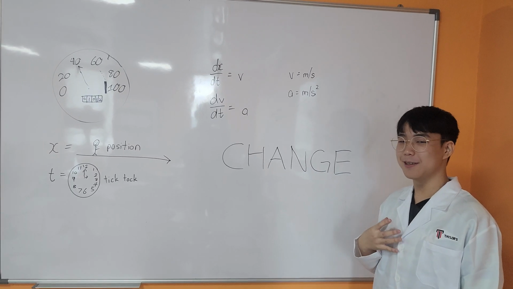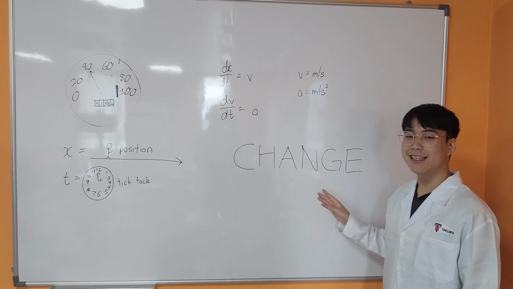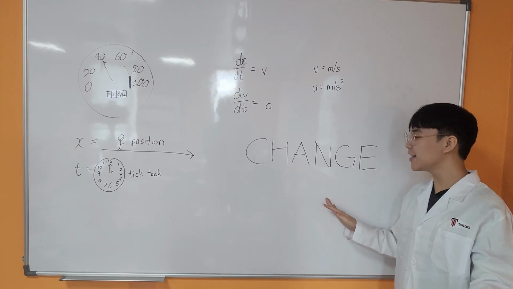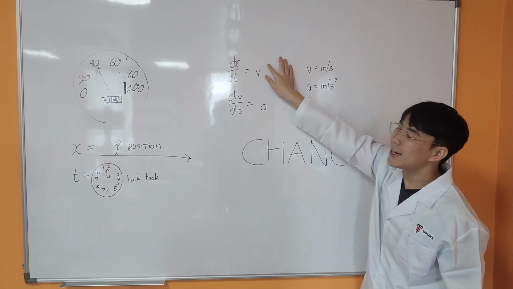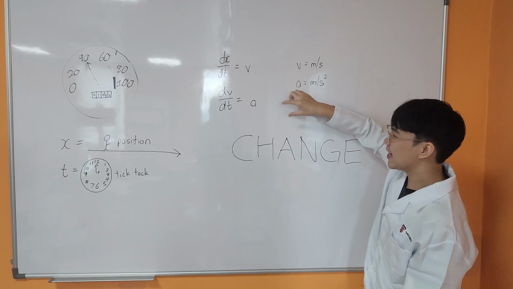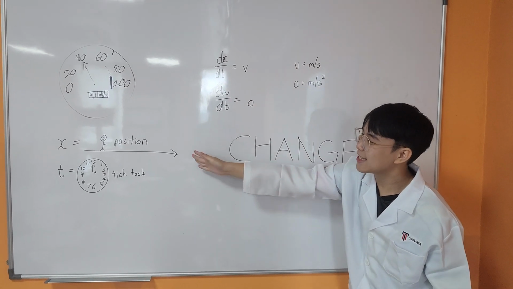So I will be talking about principles of differentiation. Differentiation is the first part of calculus. What is differentiation? Change. So dx over dt. What is d? D can represent change. So what is x? X is a position.